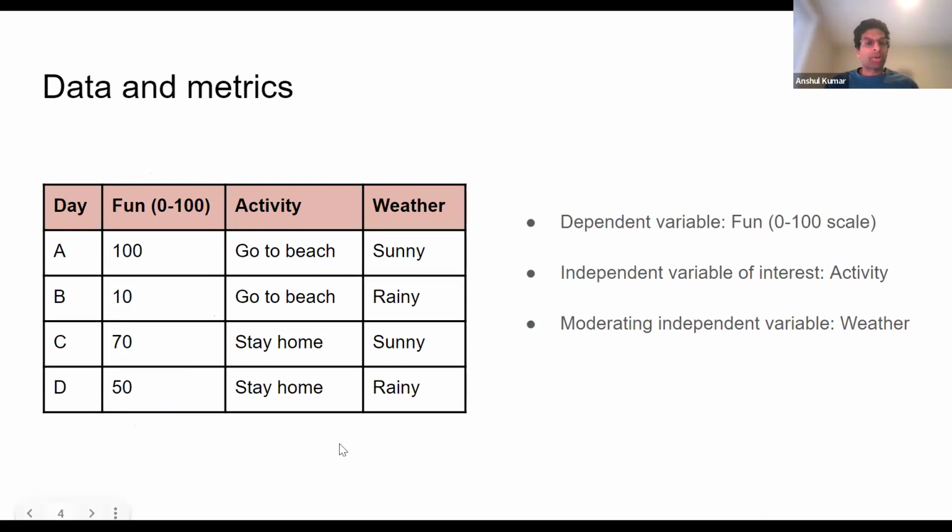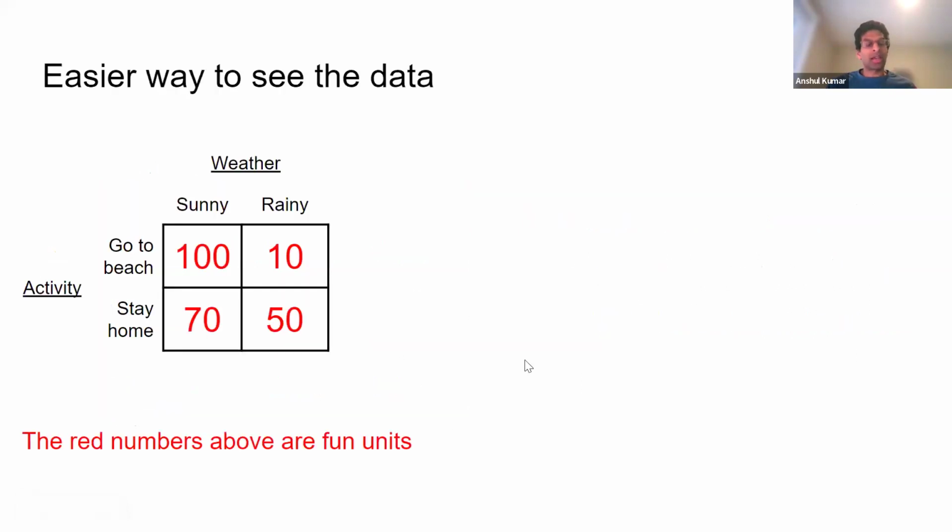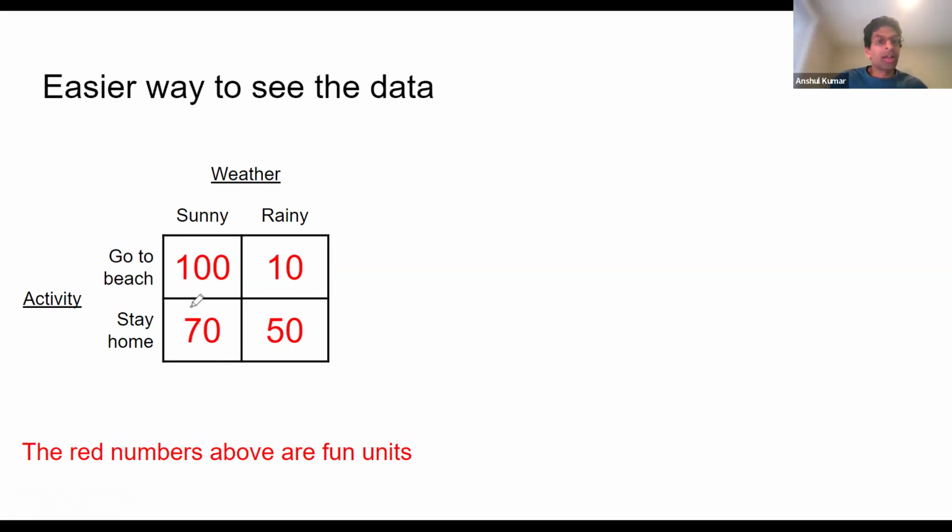Now to answer our research question, we can put the data in an easier to read format like what you see here. We have a 2x2 table, and the red numbers in the middle are our level of fun on each of the days where we took data measurements from the previous slide. On a day when we stay at home and the weather is sunny, we experience 70 units of fun. But if on that sunny day we go to the beach, we experience an additional 30 units of fun, moving our fun level up to 100.